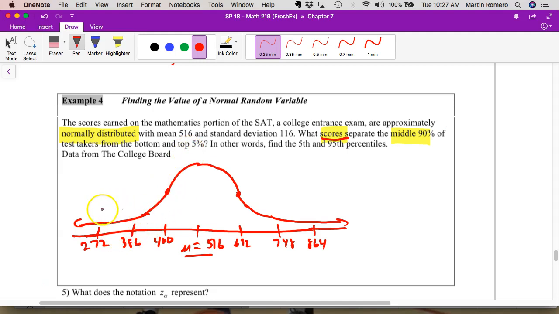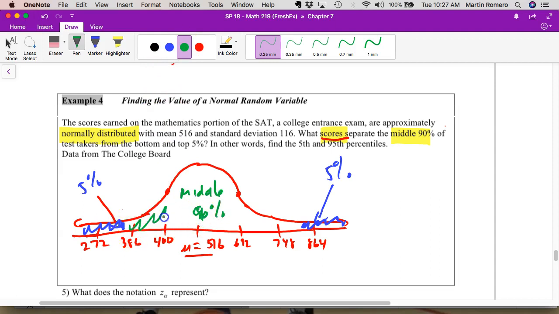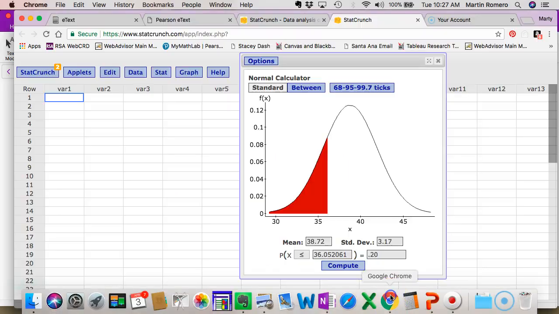So we want, let's change colors here, 5% area somewhere over here, 5% area somewhere over here. That's 5%. And here is the middle 90%, all equals 100%. Here is the middle 90%. And so what we're trying to find are these scores right there. Again, this is complicated if we were going to use formulas, so we're going to use StatCrunch.